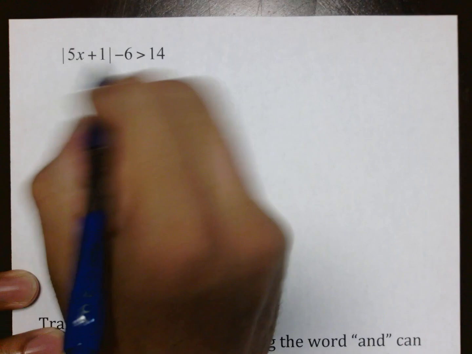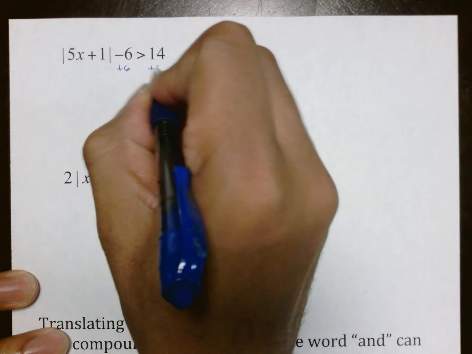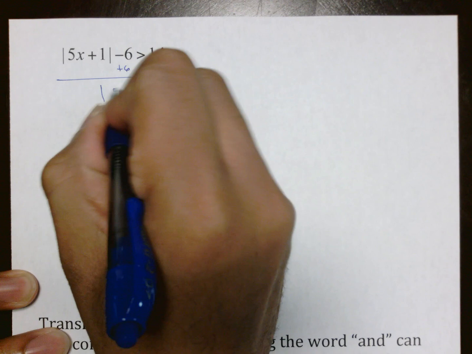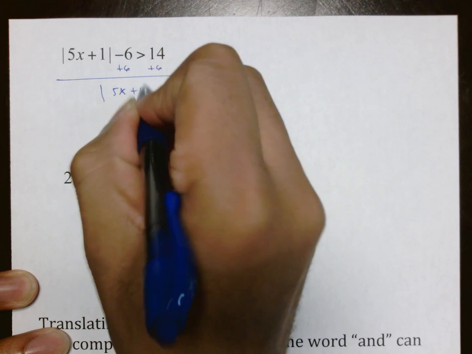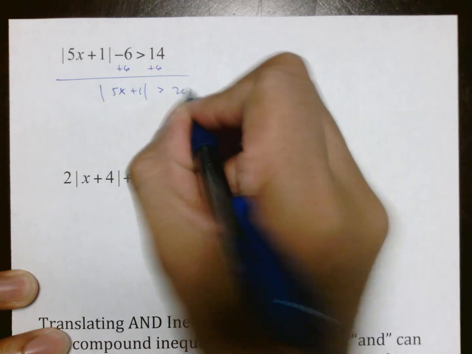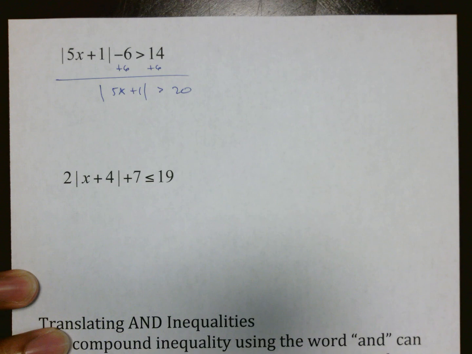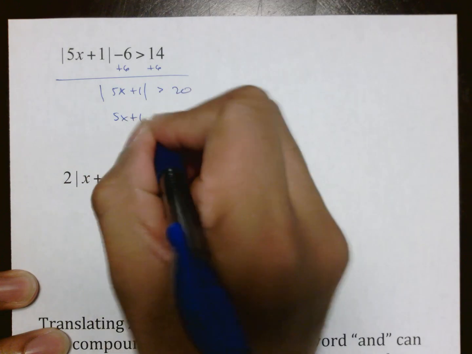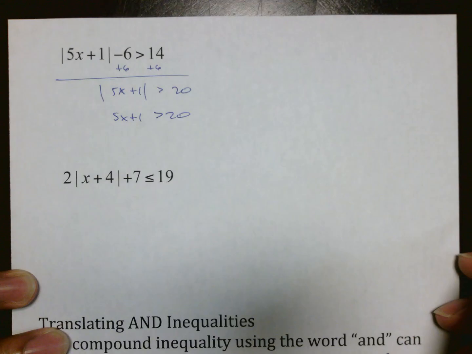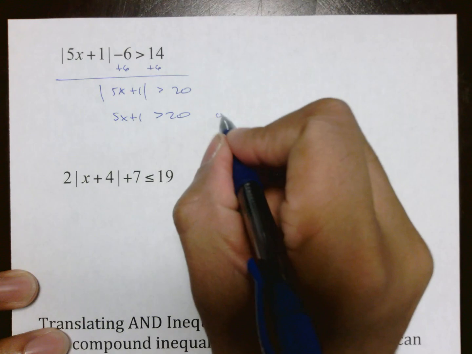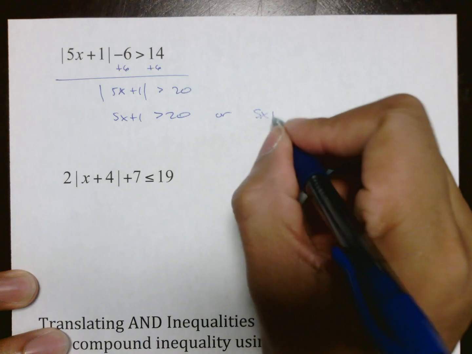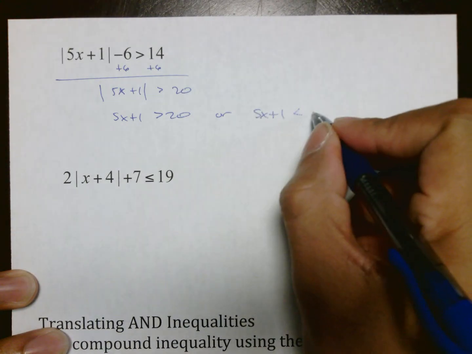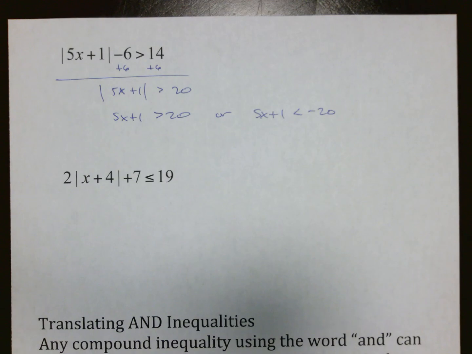Again, but this is not going to change because it's 6, so remember the first thing you want to do is move the 6, and end up with absolute value of 5x plus 1 greater than 20. And now we can change it to be 5x plus 1 greater than 20. That is obviously pointing at the word or. 5x plus 1, switch the sign and switch to 20.